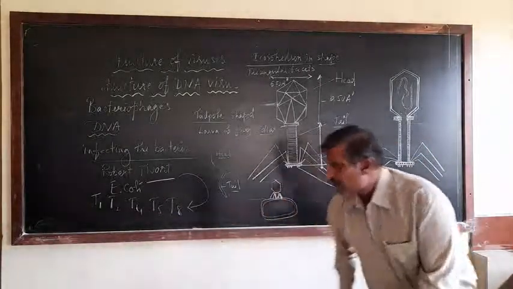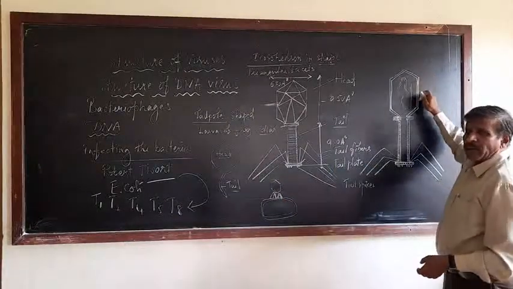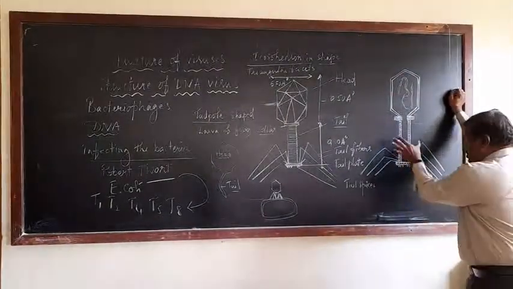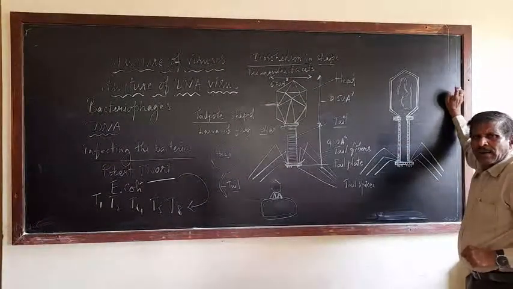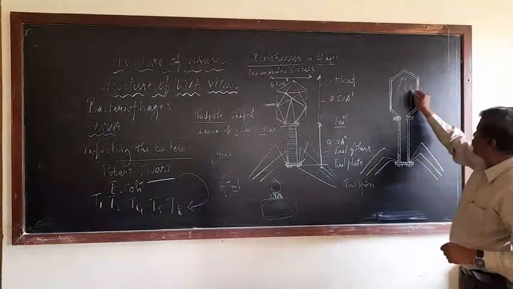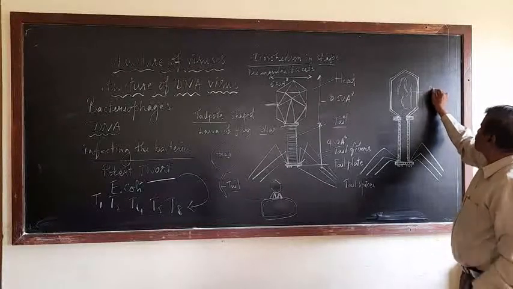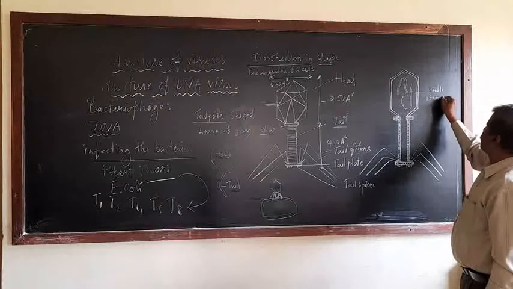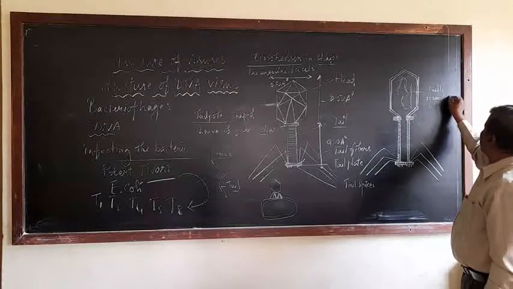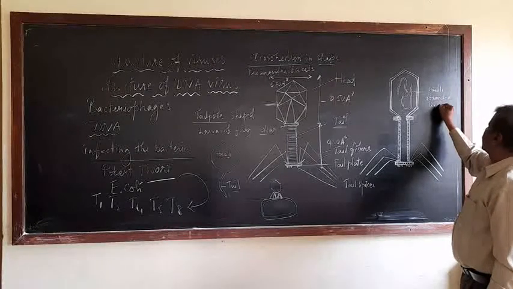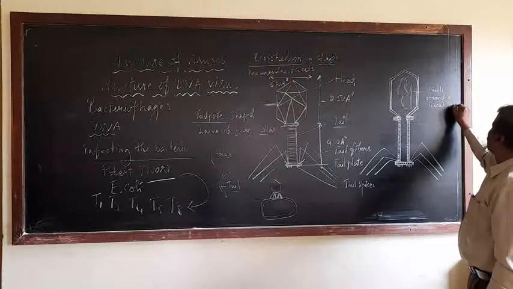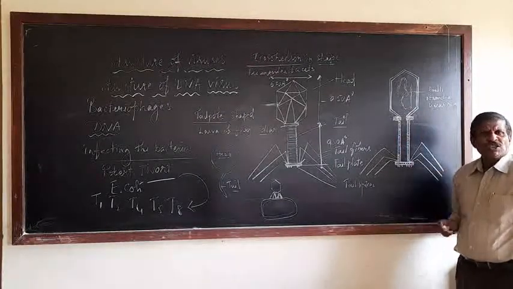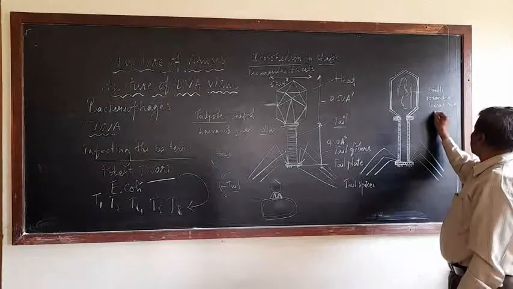Look at the head here. Head, as I told you, is much broader when compared to the tail. It contains the DNA. This is the double stranded linear DNA. This double-stranded linear DNA is present in the head region, and it is about 50 microns in length.